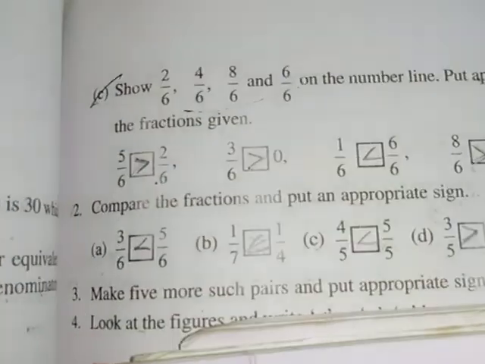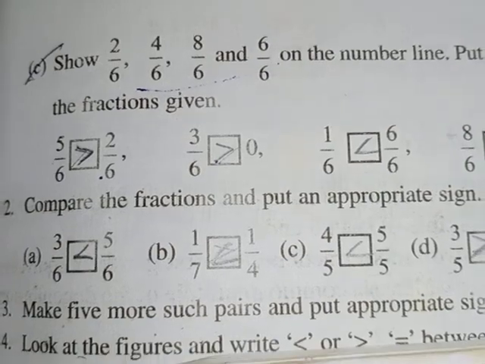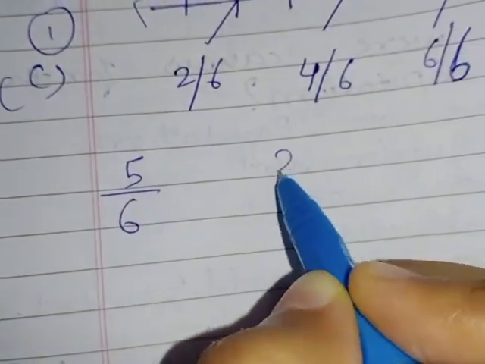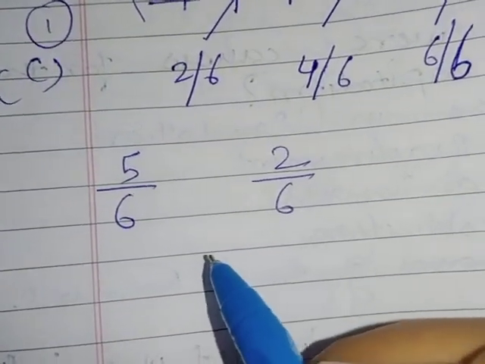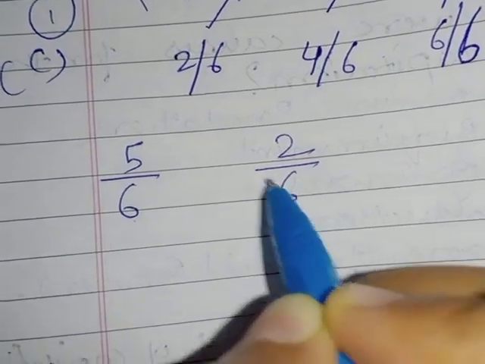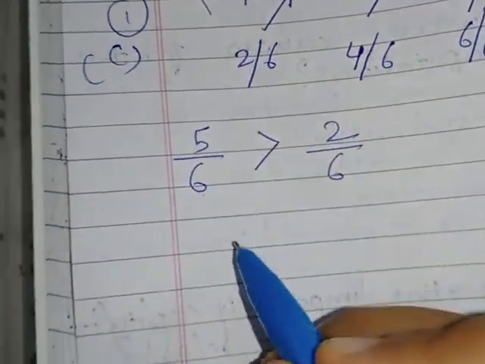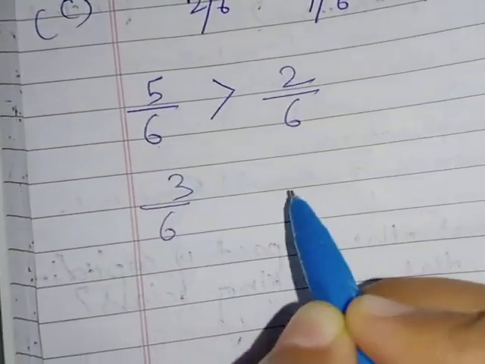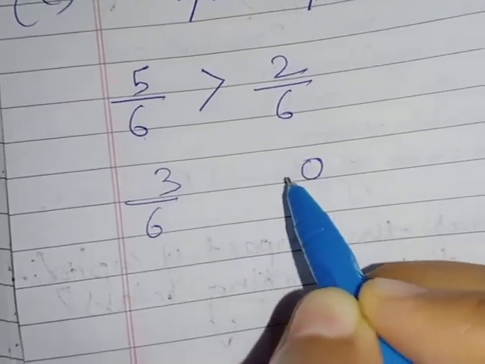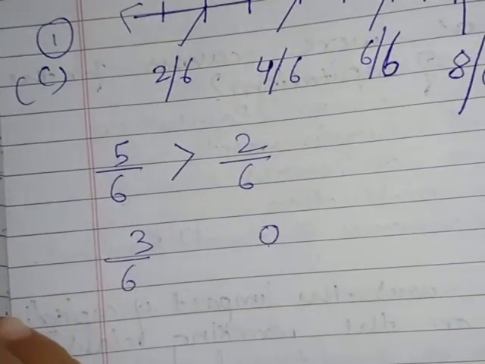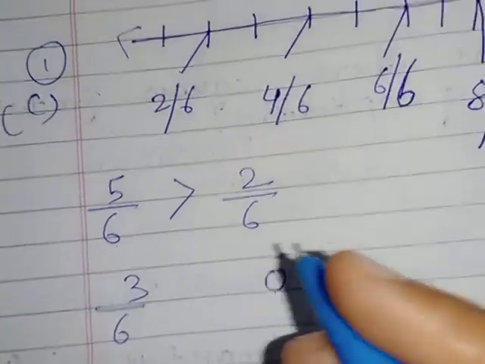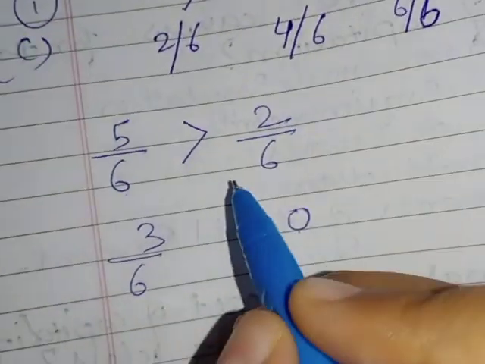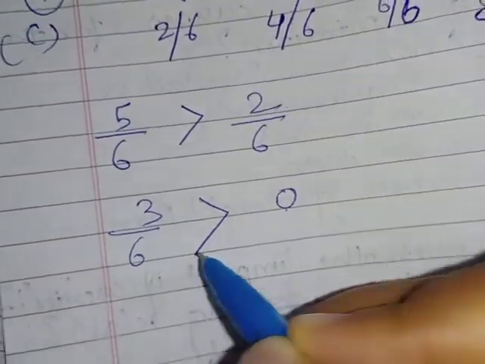Then we have to compare 5 upon 6 and 2 upon 6. Which one is greater? Both the denominators are same. 5 will be greater. Then we have 3 upon 6 and 0. So 0 is towards the left on the number line and 3 upon 6 will definitely be on the right of it. Therefore 3 upon 6 will be greater.